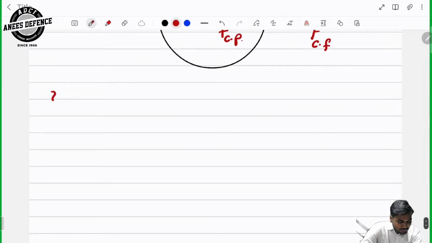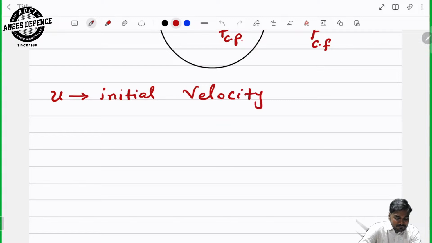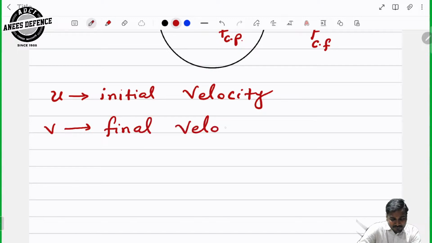You know what is u? u is initial velocity, linear initial velocity. Understood? And what is v? Final velocity. But both are linear quantities.